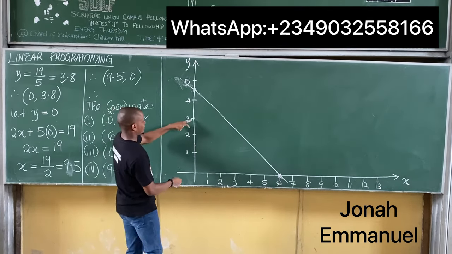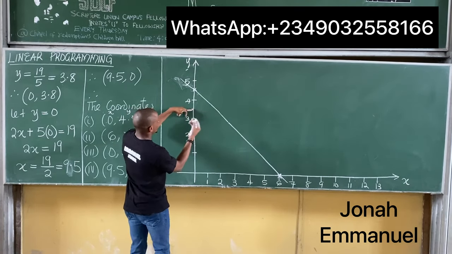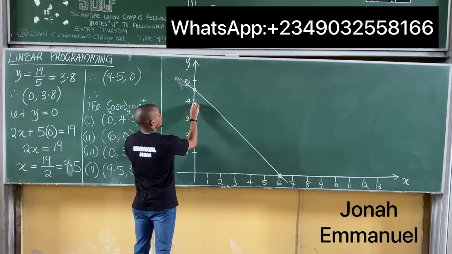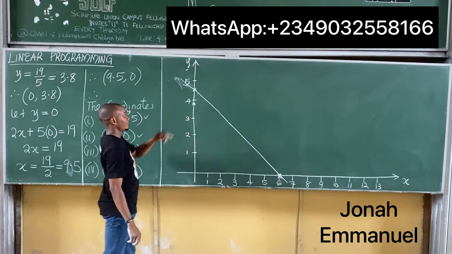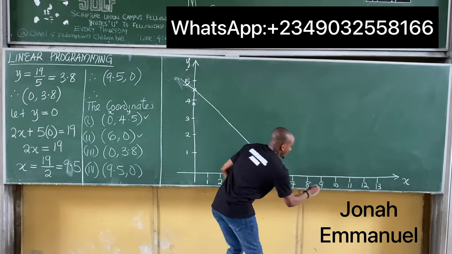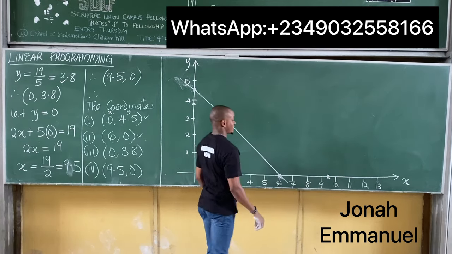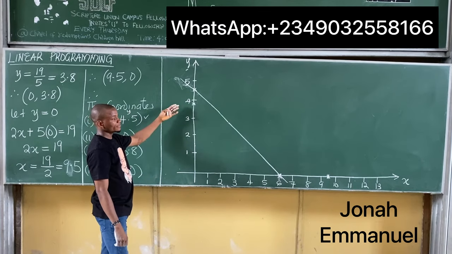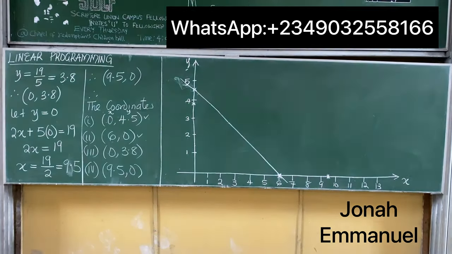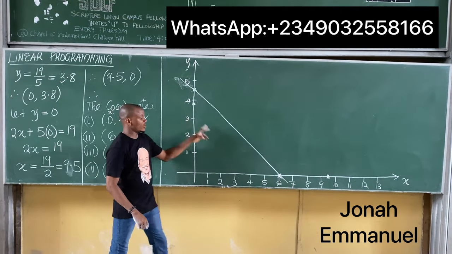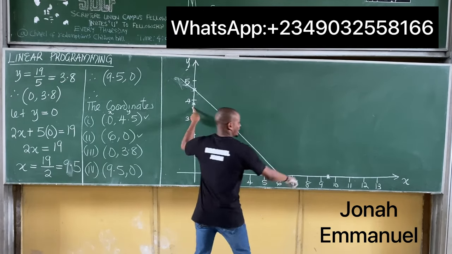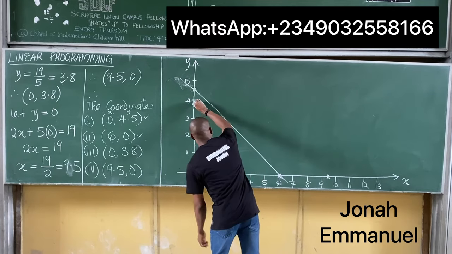X is 0, y is 3.8, this is 3, 3.5 should be here, somewhere here. So I'm assuming this point will be 3.8 in my graph. Next up, at y equal to 0, x is 9.5. So come to x, 9.5, that's this point here, between 9 and 10. So I have this. Alright. Next task, connect. I've got my second line, please. Next task, join them. Use a long ruler, join them in a straight line, something of this nature, from here.